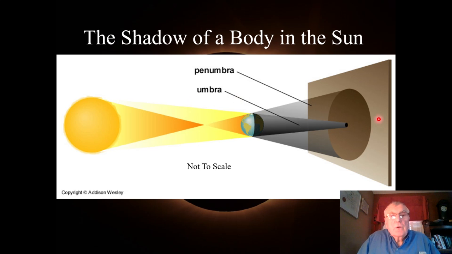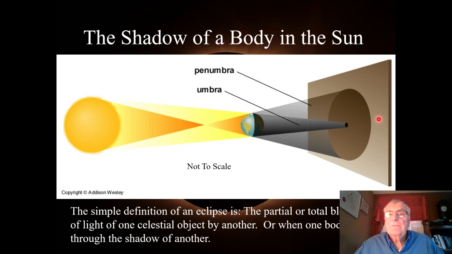Now, I don't know if you've ever noticed, but when you're out on a sunny day and you look at your shadow, it's got some fuzz around the edges. And I'll show you that a little bit better later on. Definition of an eclipse, it's when one body passes through the shadow of another.